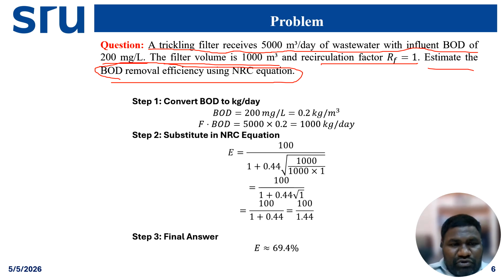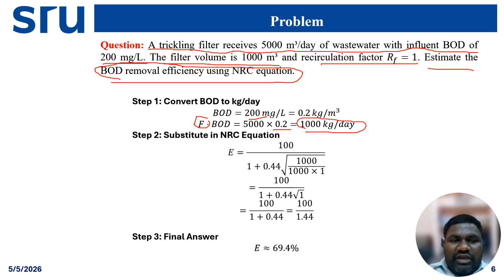So here F means the wastewater flow, that is 5,000 meter cube per day. The next one will be the BOD, which is 200 milligram per liter. The unit should be in kg, that's why we are converting to kg per liter. So it is 0.2, and we get around 1000 kg per day.